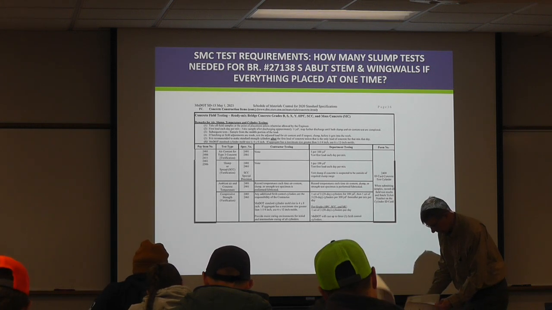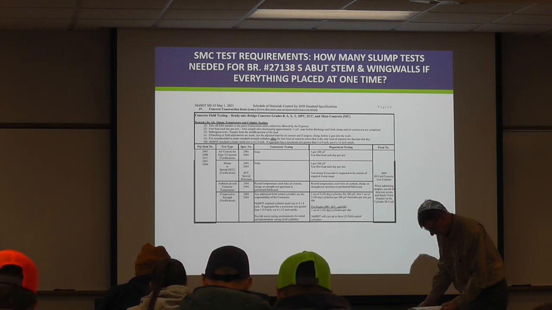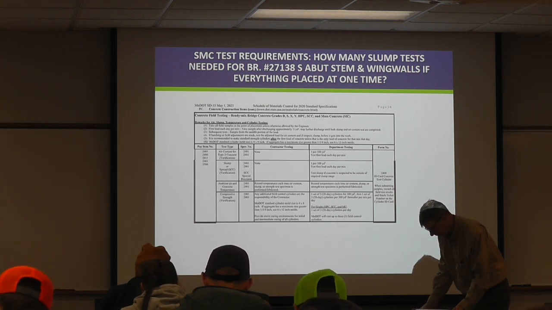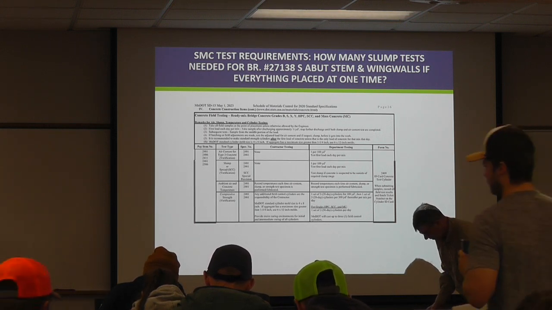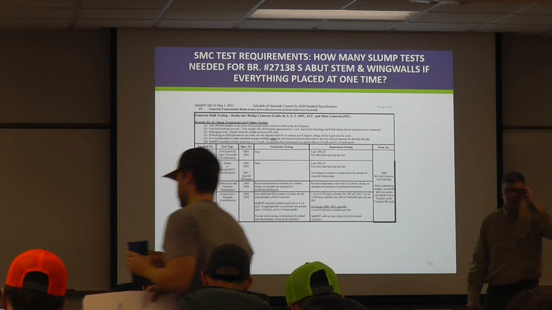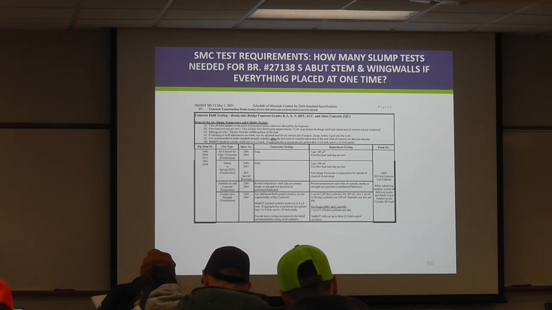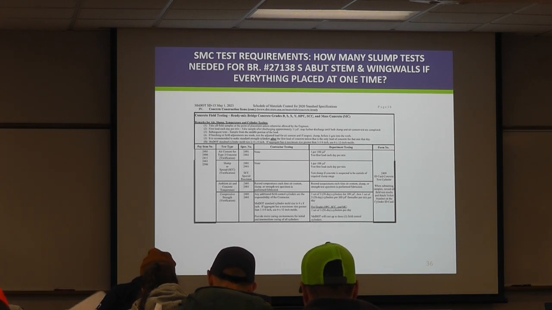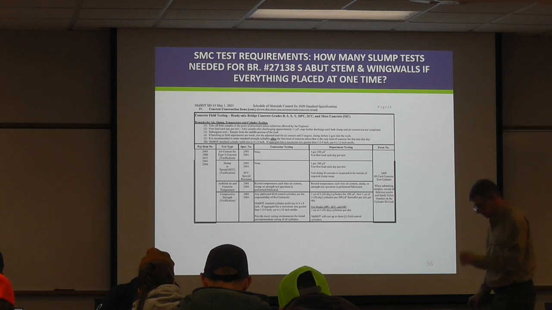One per 100, yeah. So we need to know what kind of concrete we are going to be using for the abutment, stem, and wing walls. Stem and wing walls.